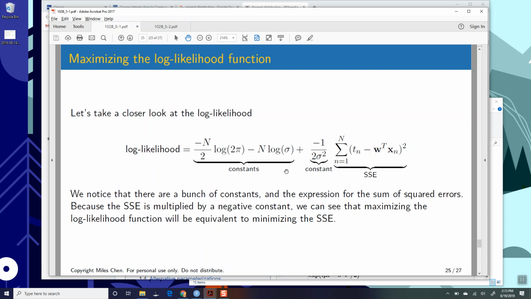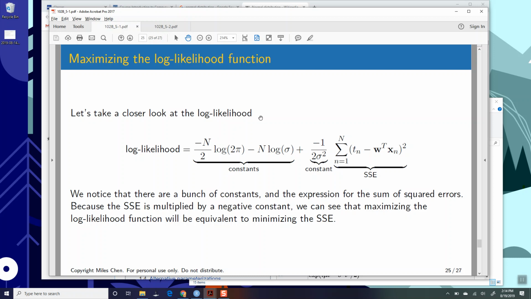I guess this is what the slide said. This is all a constant, this is a constant, so we just need to maximize this. Now, what do we notice here? The part we are trying to maximize is basically the same as the sum of squared errors. It turns out that maximizing the likelihood function is mathematically equivalent to minimizing the sum of squared errors, because there's a negative value in front. So if we want to maximize this, we want to minimize this. Minimizing the sum of squared errors and maximizing the likelihood end up being equivalent, under the assumption that your errors are normally distributed.